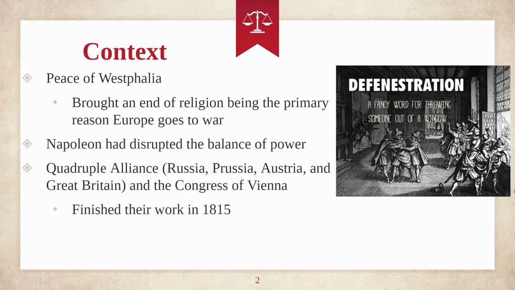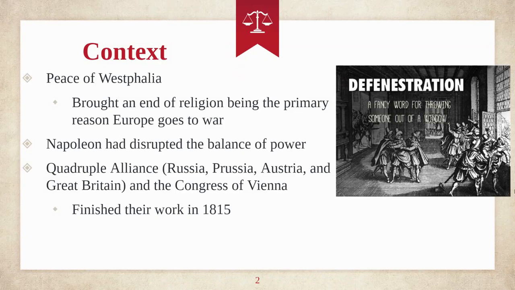So the Peace of Westphalia is an end to religion being the primary reason that Europe is going to go to war. And after the Peace of Westphalia, Europe is now going to war to maintain balance of power, or in Napoleon's case, to try to gain more power. So it's all about political power now, the thought that no one state should be more powerful than the others. So that's far, far away context, but we now know it's about balance of power.